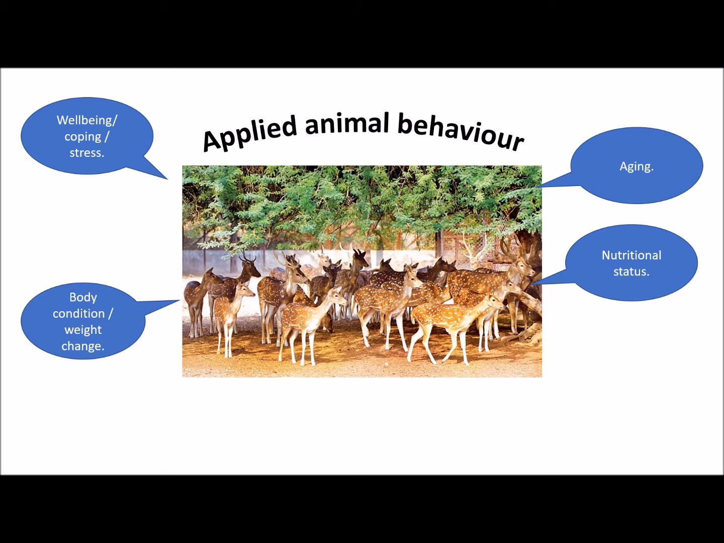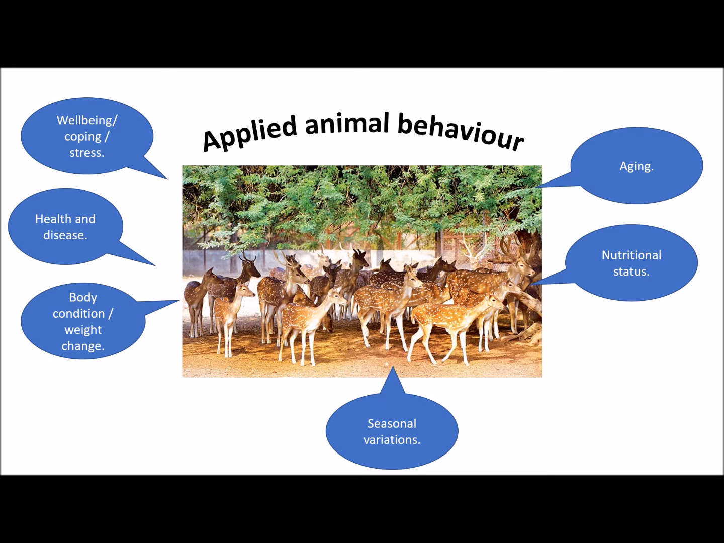What happens as the animal ages? How does behaviour change, and therefore the usefulness of the behaviour to the individual change as it goes through the processes of senescence? Senescence is simply the biology of aging. Behaviour tells us about health and disease. Health and disease impact on welfare. Seasonal variation impacts on behaviour.